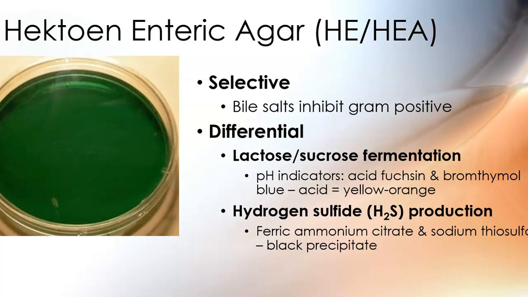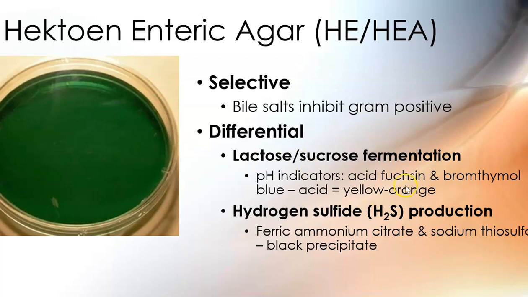Hektoen enteric agar is another one that we used today. We saw it for our first time today. It's that green medium. Again, it is selective in that it has bile salts to select for our gram negatives, or our enteric gram negatives. This includes lactose and sucrose. So we saw today that Proteus vulgaris does sucrose fermentation, but not lactose fermentation, because it was a non-lactose fermenter on MacConkey, but then it had that yellowy orange, salmon orange color colony on the Hektoen enteric. So we're like, well, if it's not a lactose fermenter, it must be a sucrose fermenter.